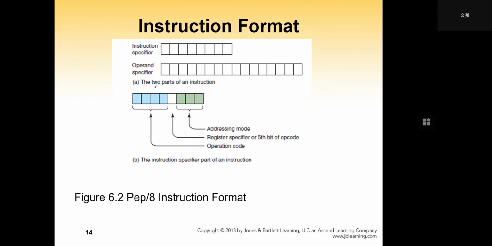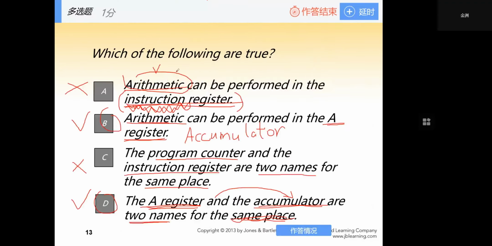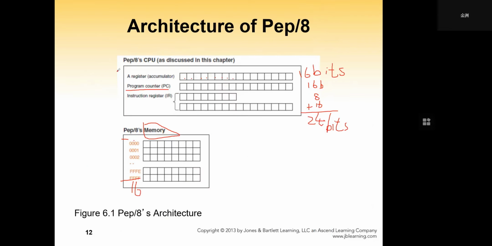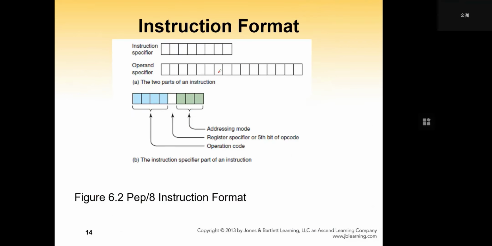Okay, later we are going to learn about this instruction format. The instruction format, as we have said, for these other 2 registers we only use 16 bits, but for the IR, the instruction register, we use 24 bits.